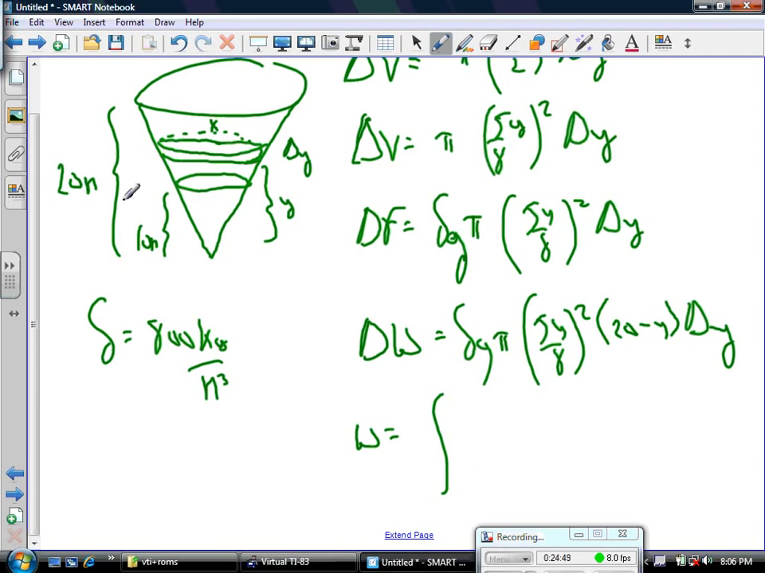I go from 0 to 10 though, because it's not full. If it was full, I'd go from 0 to 20 because I'd have cylindrical slices of oil all the way up from 0 to 20, right? But in this case, remember the cylinder? I drew it up here to make it easy to see. It's only from 0 to what? 10. So I'm doing from 0 to 10. That's how much I'm pumping. And each slice is being pumped 20 minus y out. So the distance that is being pumped is here, but how much I'm pumping is here.